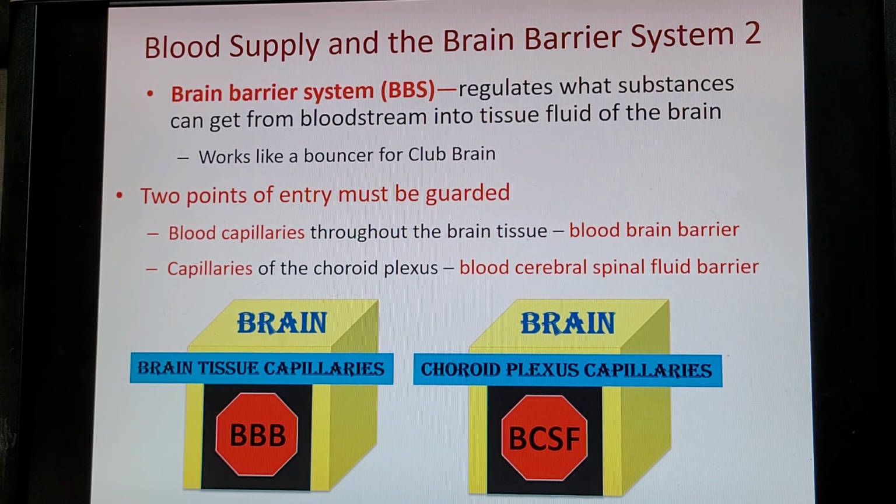The other type is the capillaries in the choroid plexus. So what we just talked about a second ago, the ones that are making up the bottom of those ventricles where we're creating our cerebrospinal fluid. So they're creating the blood-cerebrospinal fluid barrier. So these are two entry points that have to be guarded.